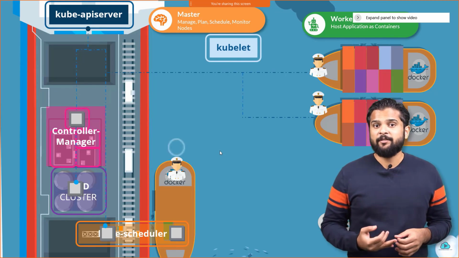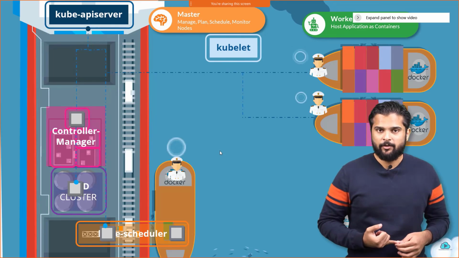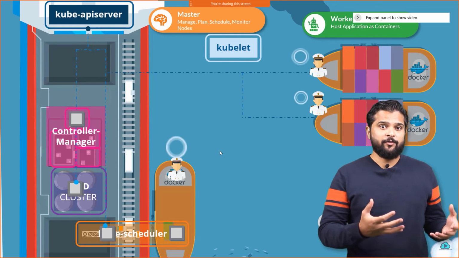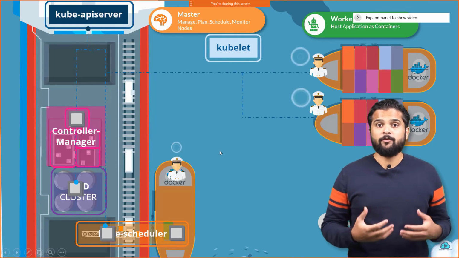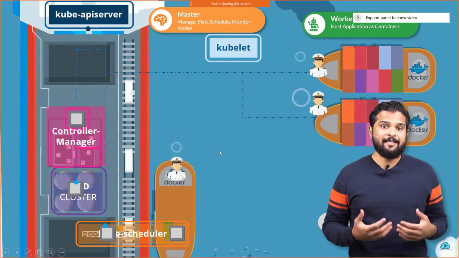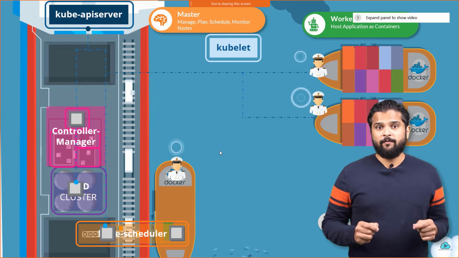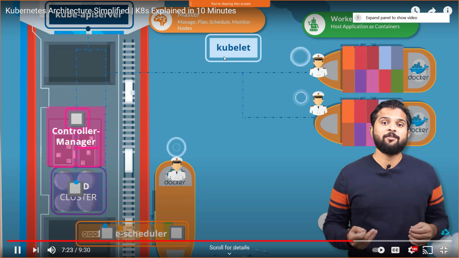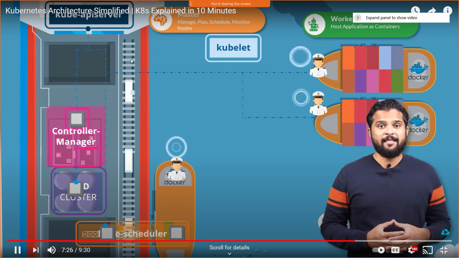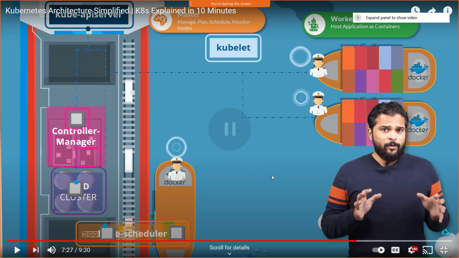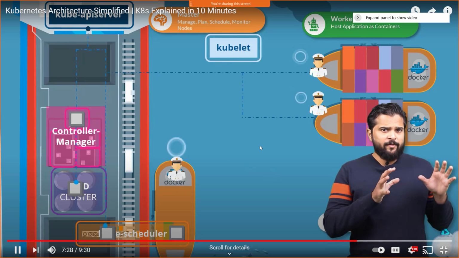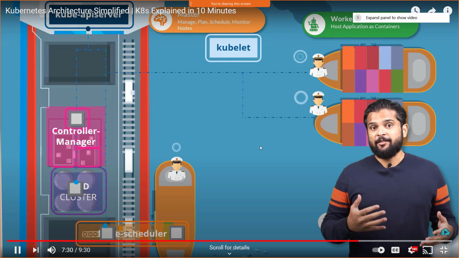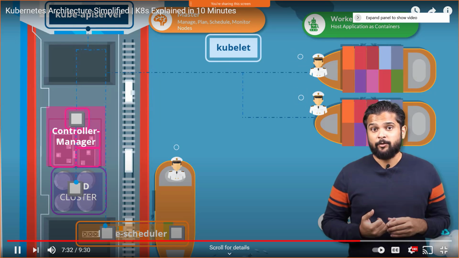A kubelet is an agent that runs on each node in a cluster. It listens for instructions from the kube API server and deploys or destroys containers on the nodes as required. The kube API server periodically fetches status reports from the kubelet to monitor the status of nodes and containers on them. The kubelet is more of a captain on the ship that manages containers on the ship.